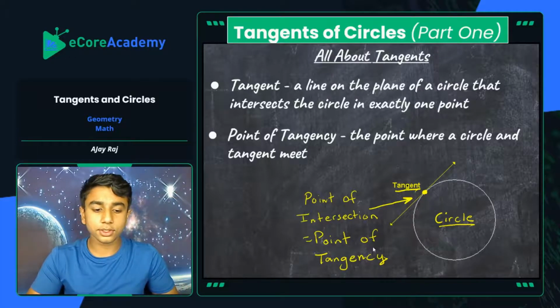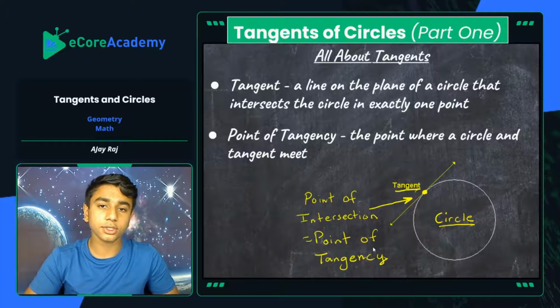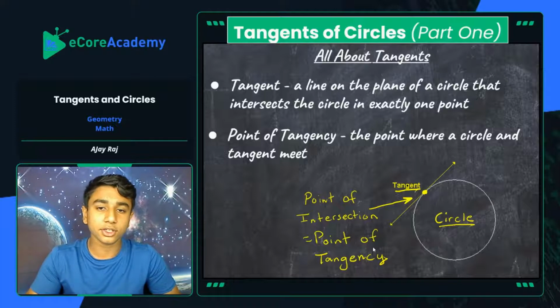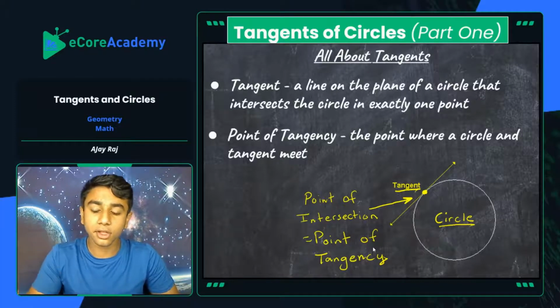Now, if you look at this example here, we have this tangent and it intersects the circle here. Now, since they have some sort of contact, you are using a sensory adjective, which is touch. And that touching point, that point of tangency, is what's going to describe all of the relationships.